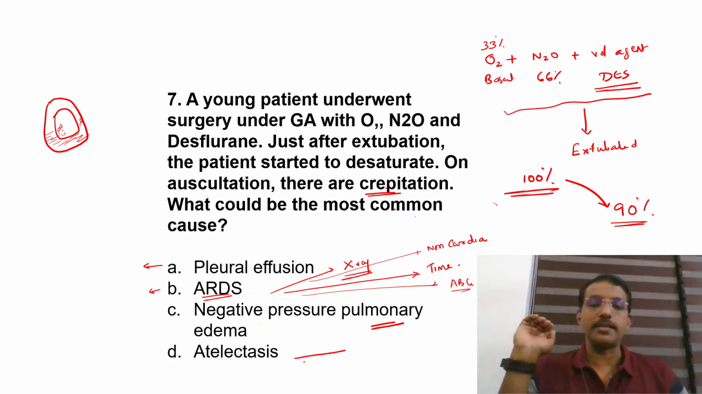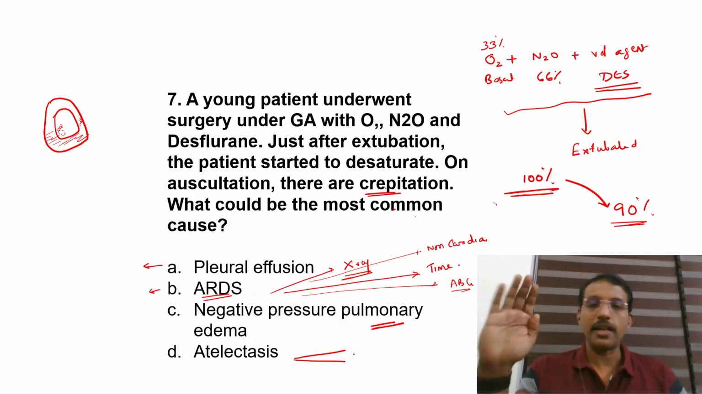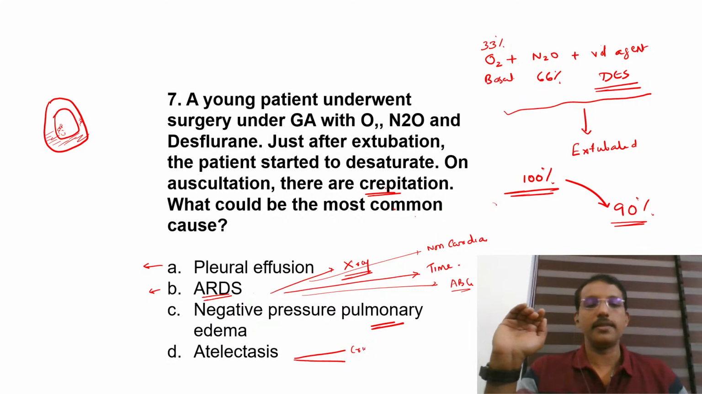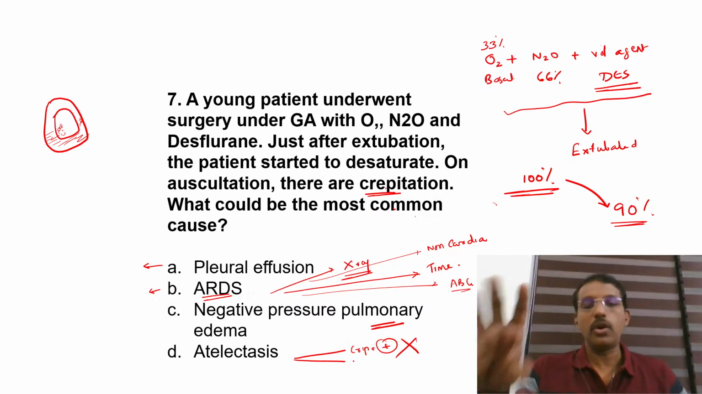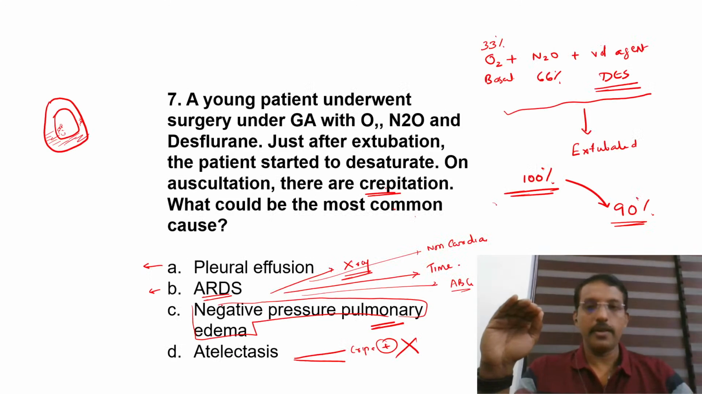Now coming to atelectasis. Atelectasis or collapse can be a possibility, but the chance for crepitations to be present is very unlikely. Okay, and it usually happens bilaterally and not soon after the extubation. So the possibility of a negative pressure pulmonary edema comes here. Now what is actually a negative pressure pulmonary edema? As you can see, imagine this is your airway and this is your lung.